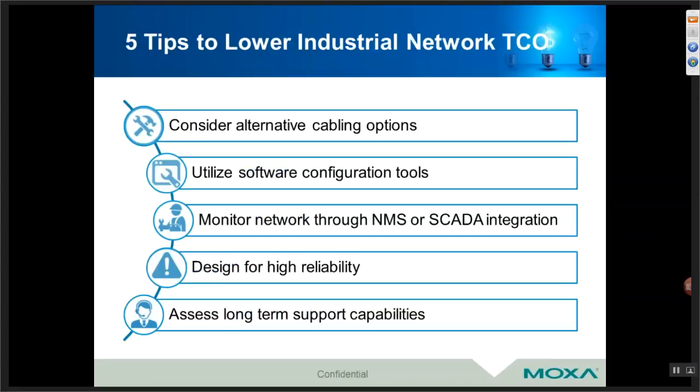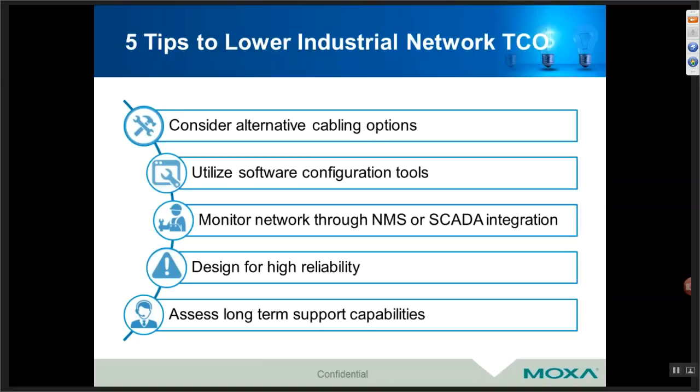So just to wrap things up, we've covered some alternative cabling options to consider that could potentially save you some money. Some software tools that can help you reduce the amount of time it takes to configure and get your networks up and running. Some different ways that you can integrate your network with either your SCADA system that you're currently using to monitor the network, or through utilizing industrial network management software.